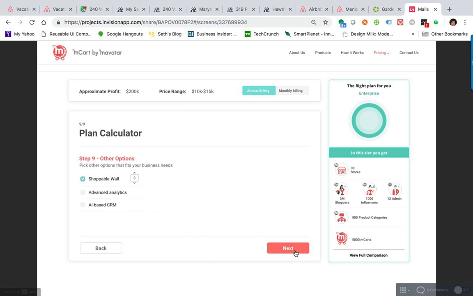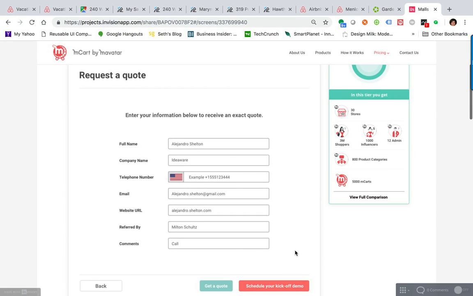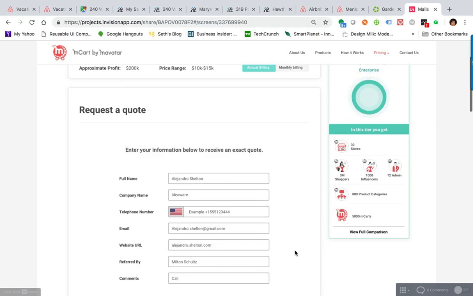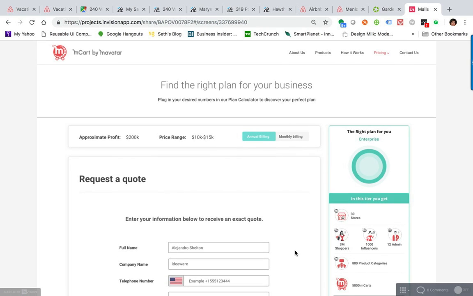And the next step is, again, the form, and that's it. This is the end of any possible prospects for Marketplace.